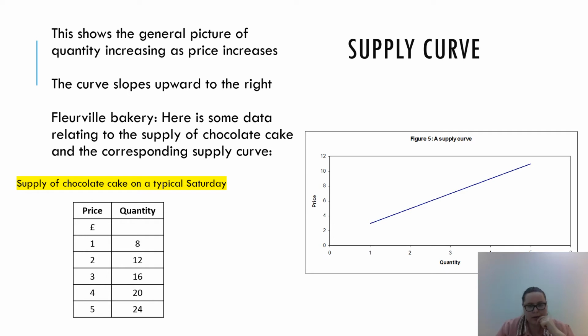We can also see that the quantity increases as the price increases. When the bakery was selling cakes for £1, they would produce, let's say, 8 cakes. When it was £5, they would produce 24 cakes. So basically the curve slopes upward to the right.